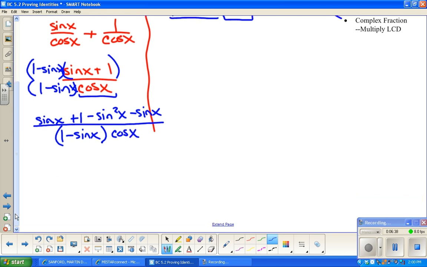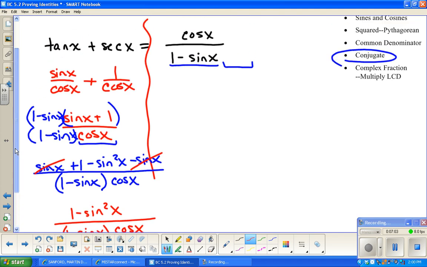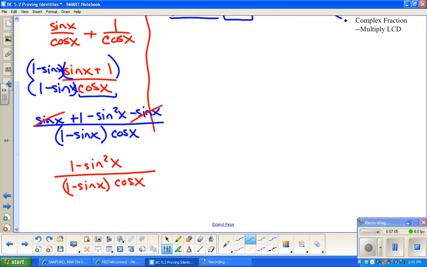Okay? Now, that looks like a lot of stuff, but it's really not as much as you see. I see a positive sign, and a negative sign. So what's left then is 1 minus sine squared over, and again on the bottom, still 1 minus sine times cosine. I know this is feeling like a long problem, but we're only a couple steps away. We're almost done. Remember the goal, cosine over 1 minus sine. I see the 1 minus sine here, okay, and the top, that top looks like one of my Pythagorean identities. Notice the squared. So I see 1 minus sine squared here.